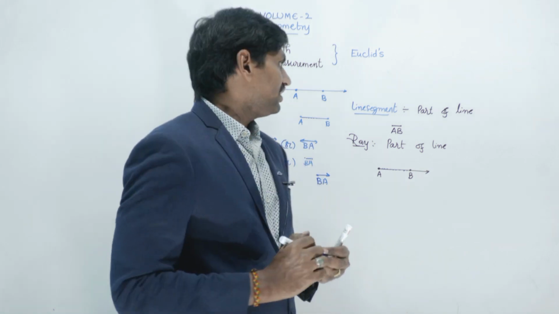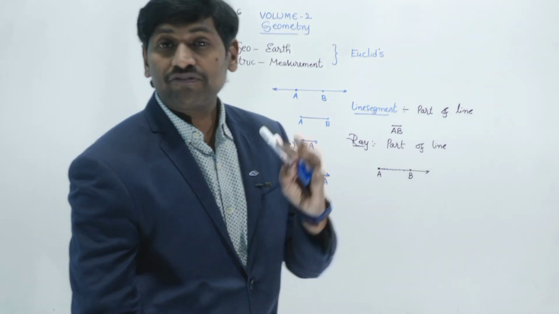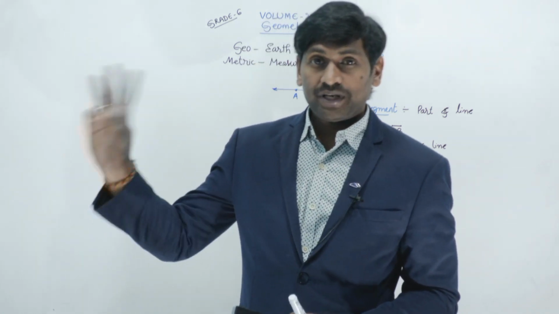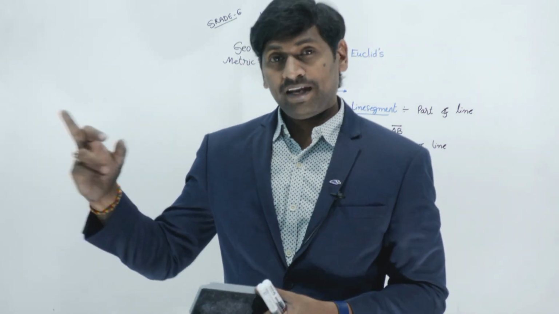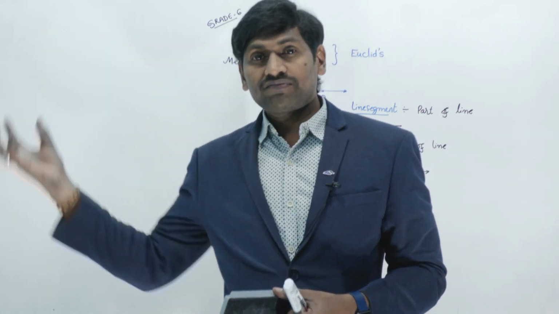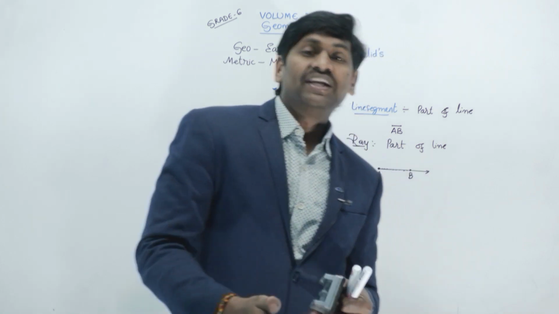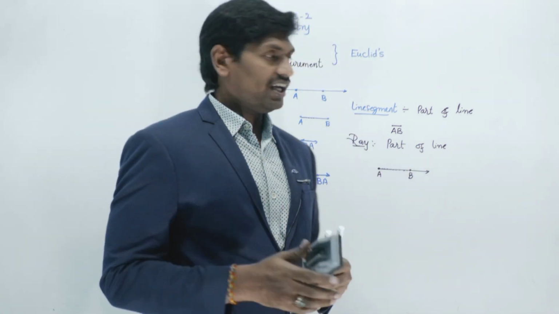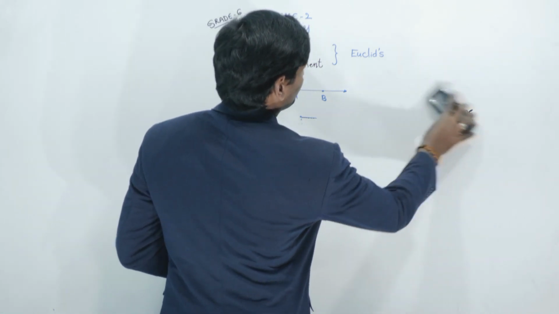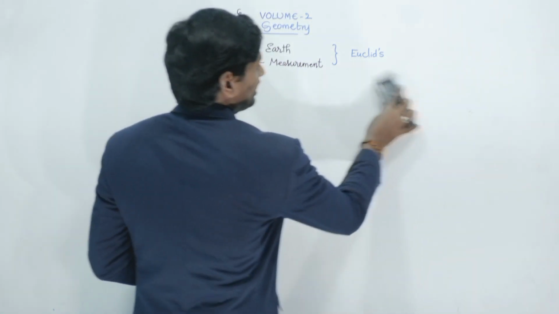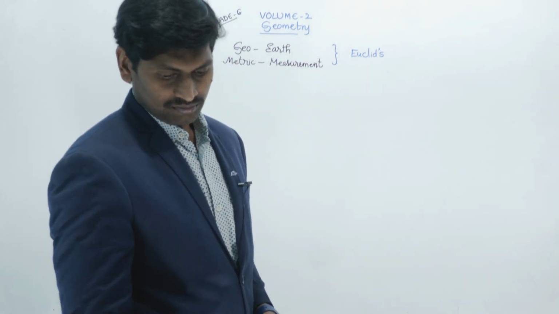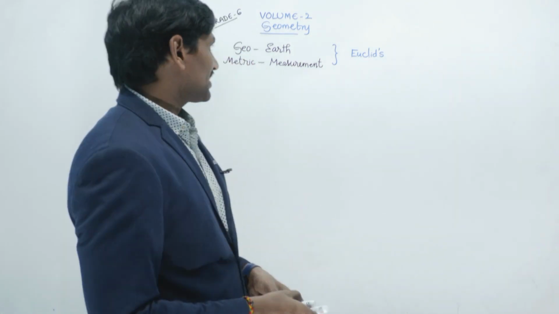Okay? So we discussed the undefined terms, which are point, line, and plane. Again, coming to the line, there are two more, that means the parts of the line, nothing but line segment and ray. Clear? Plane is a two-dimensional object which has length and breadth.